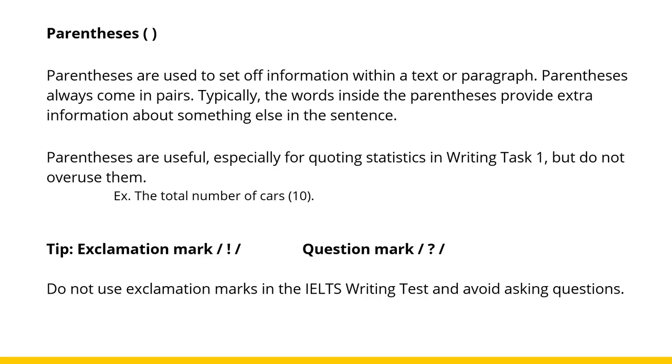So here we have an example of how to use parentheses, and I'm going to read it for you. The total number of cars (10). As you see, we have the number 10 inside of parentheses, and this is the total number. So for example, if you have a sentence and you forgot to include the numbers, you can actually put the numbers at the end of your sentence, but don't forget to put a period after your parentheses mark.